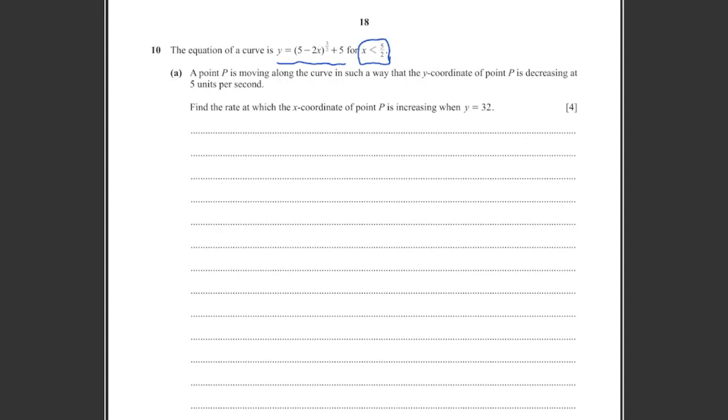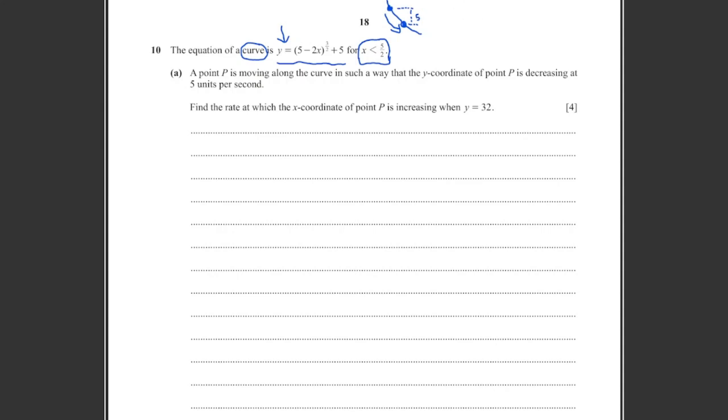Okay, and now they say a point P is moving along the curve in such a way that the y-coordinate of point P is decreasing at 5 units per second. So there's this point P that is moving along this curve, and it's moving in such a way that the y-coordinates are decreasing at 5 units per second. So let's say each second they would reduce by 5. Let's say if the curve is something like this, and the point is over here and after 1 second it moves to this place, then basically the y value difference between these 2 points is going to be 5.